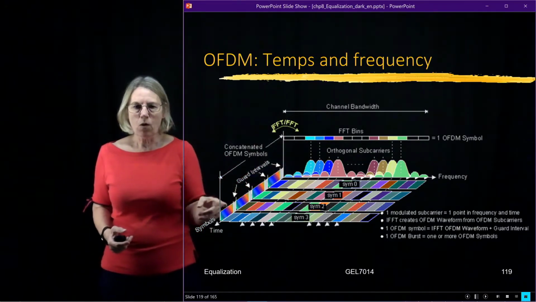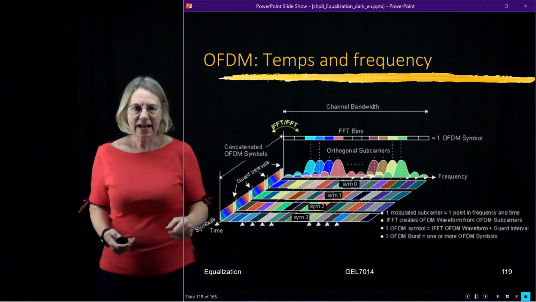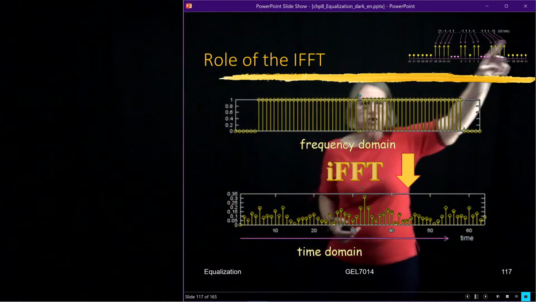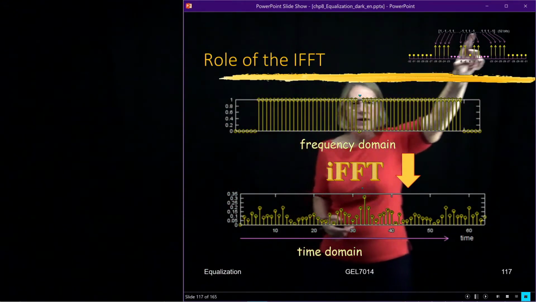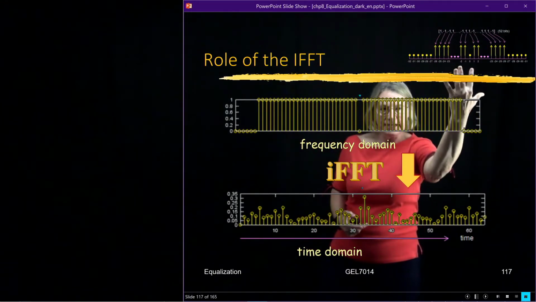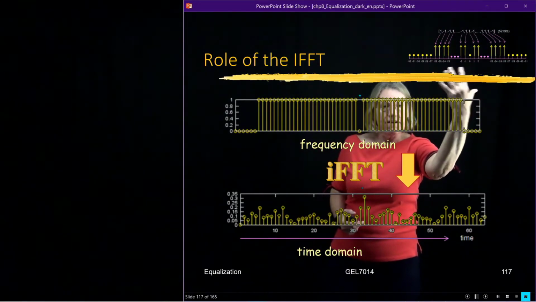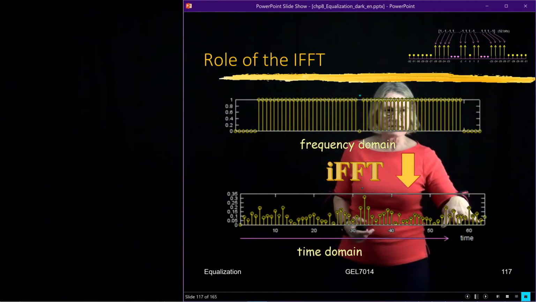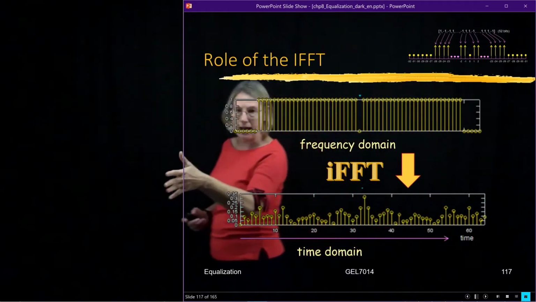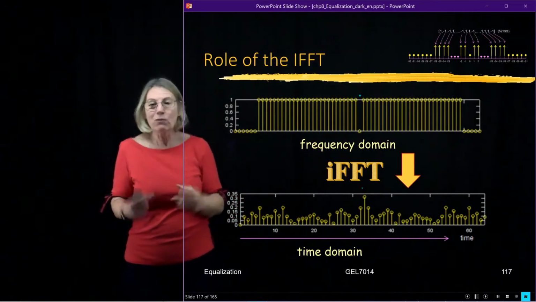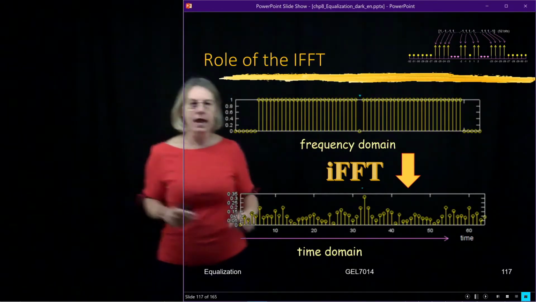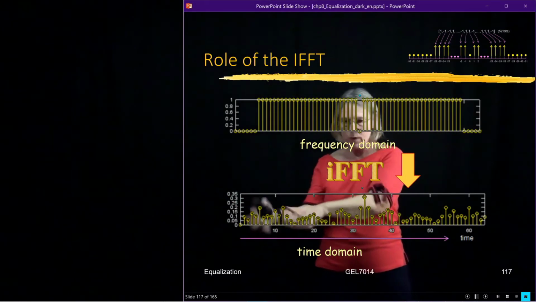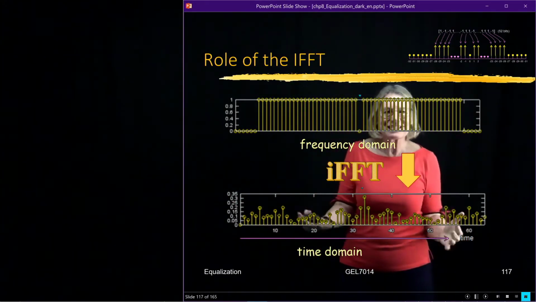In this one OFDM symbol, I have all of these 52 bits that I was going to transmit. I had put them all into a vector, calculated the IFFT, and got a time domain signal. Now I transmit that time domain signal, and I call that one OFDM symbol. That one OFDM symbol contains all of these bits, but I can't say which bits are where because it doesn't make sense that way.